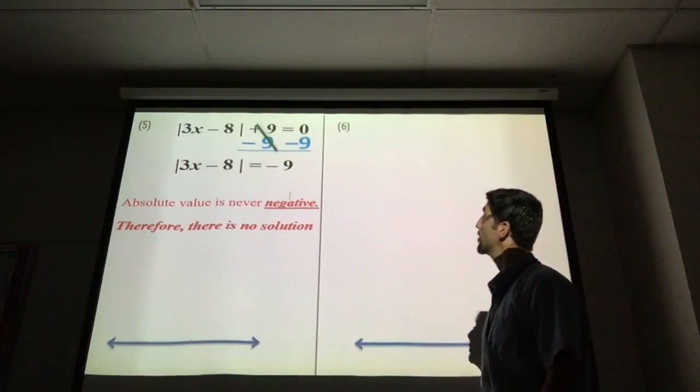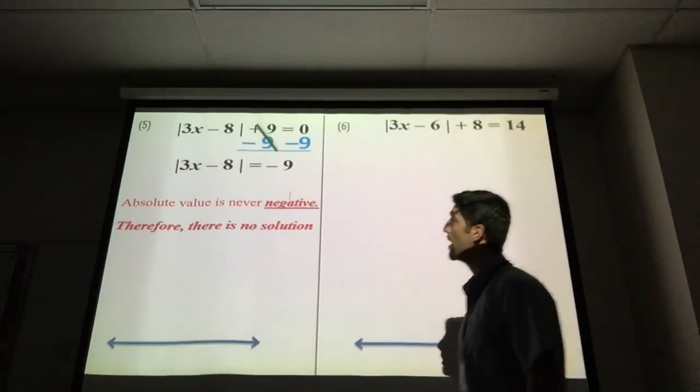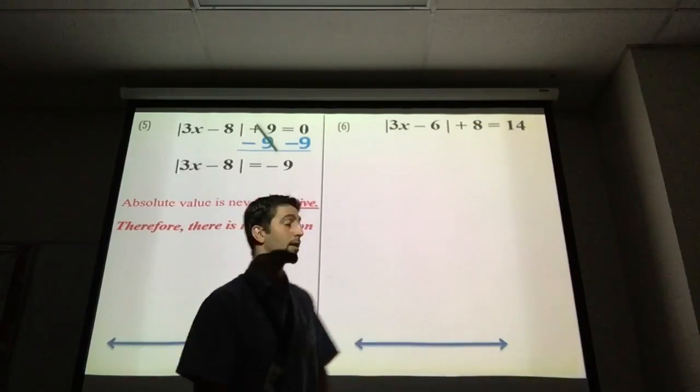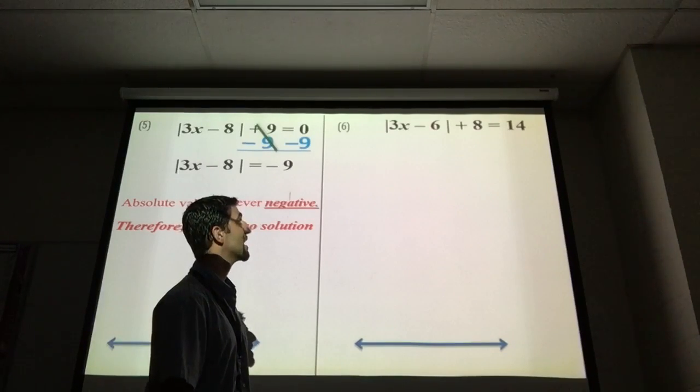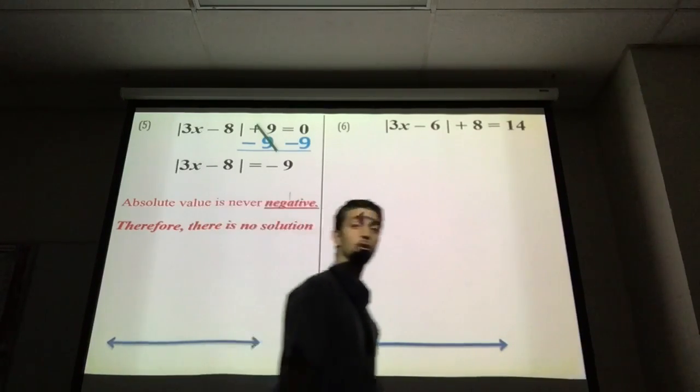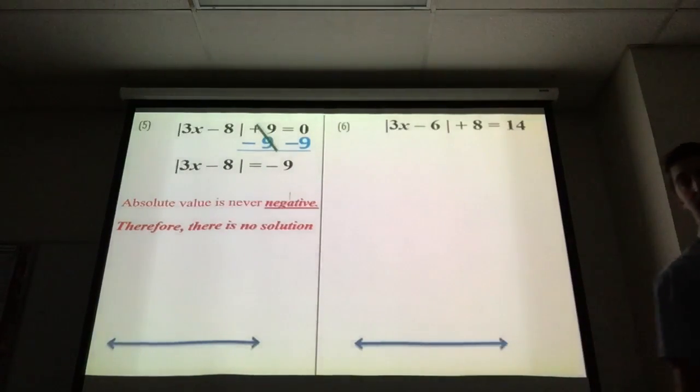Now number 6, go ahead and try this one on your own. It says absolute value of 3x minus 6 plus 8 equals 14. Go ahead and do this one on your own and then we'll go over it.